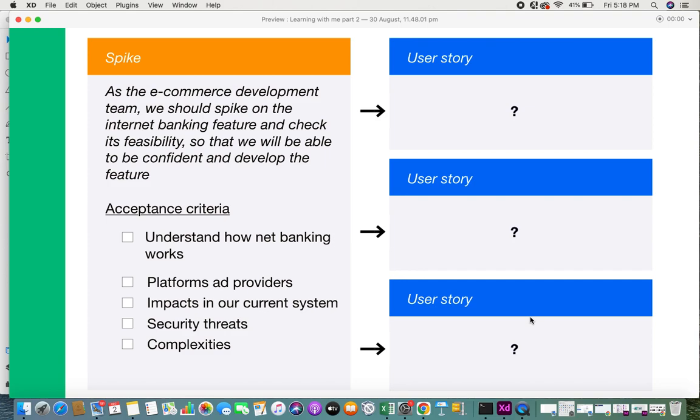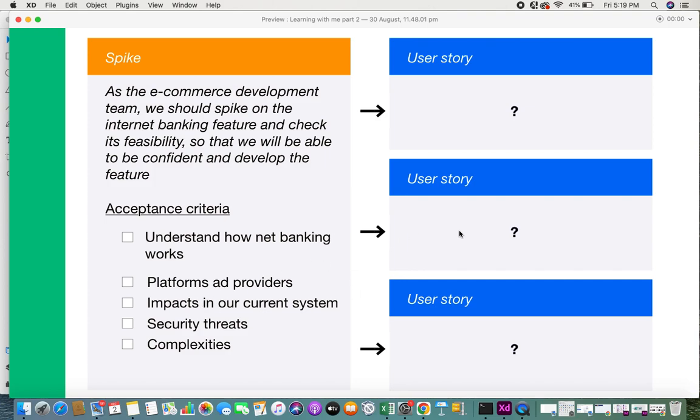Some things that can happen: the spike is a spike. Still, there is not much clarity on whether the spike is feasible or not. And the spike is one thing that the team can estimate. Okay, that's one thing that they know. This is the spike, and the acceptance criteria: they need to know how internet banking works, and then what are the platforms and providers, the impacts in the current system, the security threats, and different complexities. So they know what needs to be done, and they can estimate it.